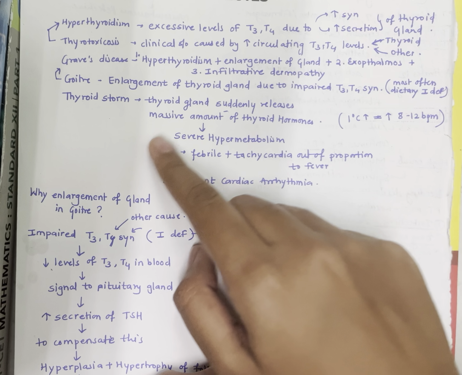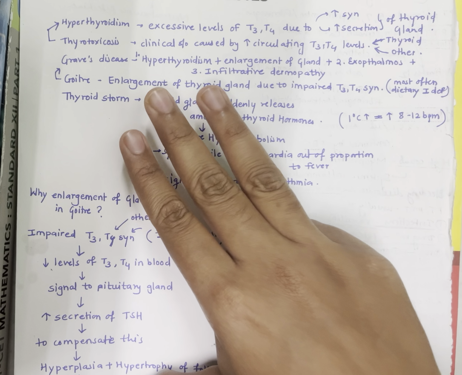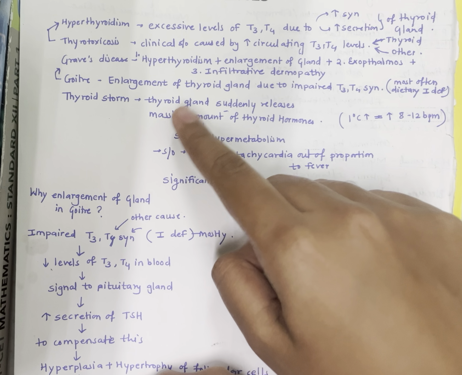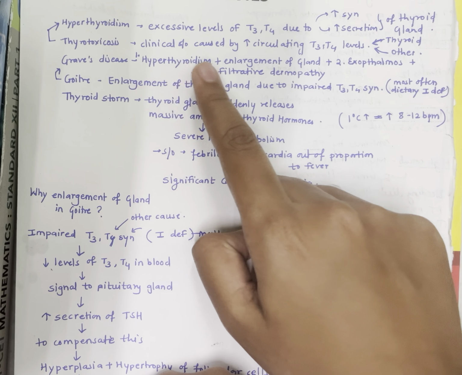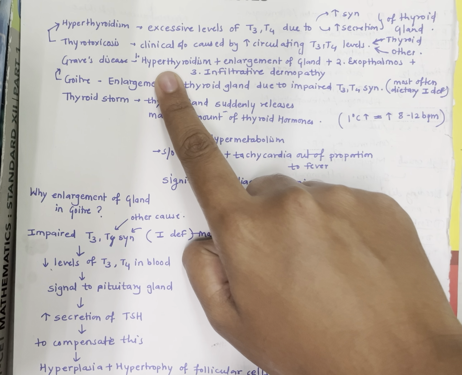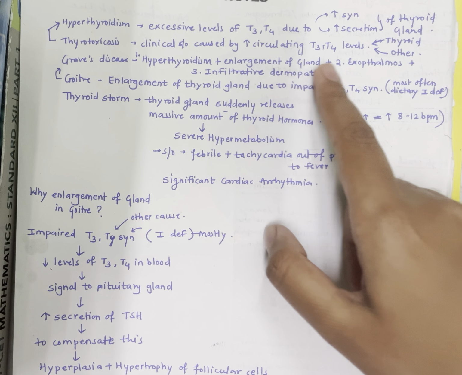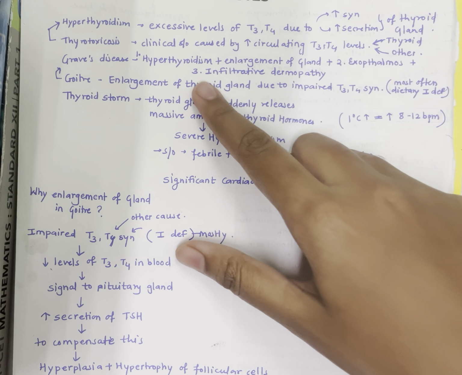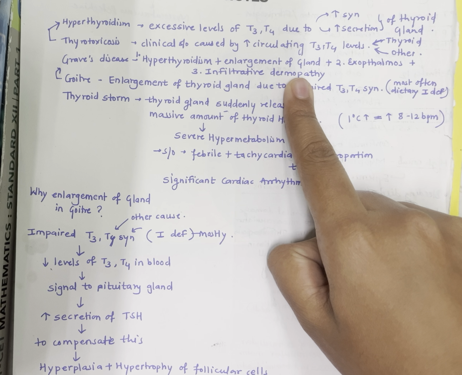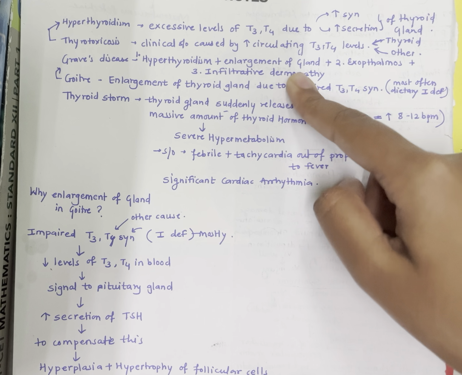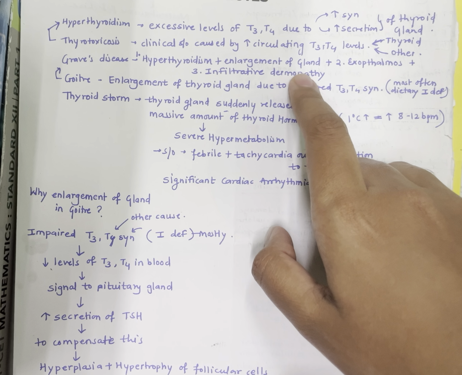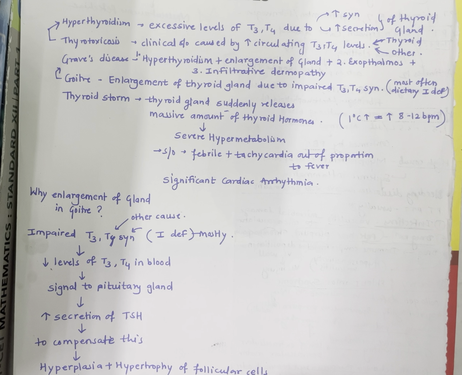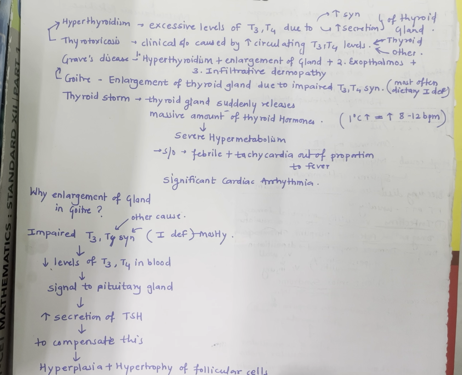Apart from that, we have three signs which are also called the clinical triad of Graves' disease. First is hyperthyroidism associated with enlargement of gland. Second is exophthalmos, that is protrusion of eyeballs. And third is infiltrative dermopathy, which is also like pretibial myxedema, where there is orangish discoloration of skin over the tibia, and it is seen with non-pitting edema. You can see that on Google.